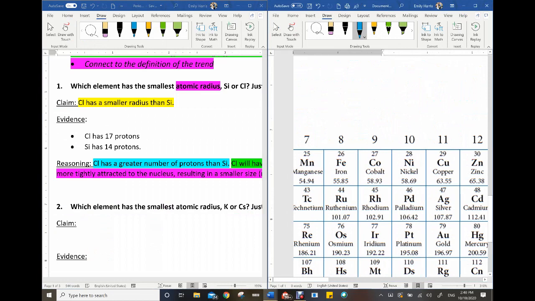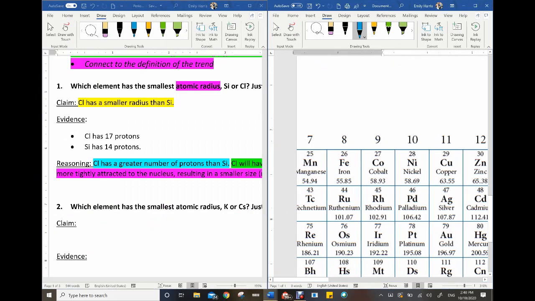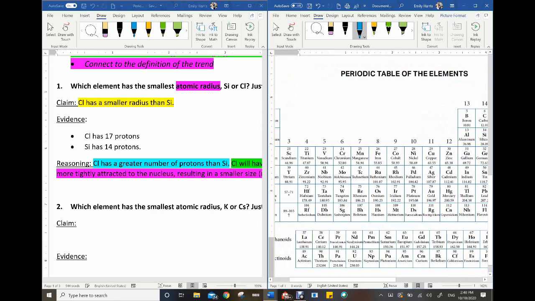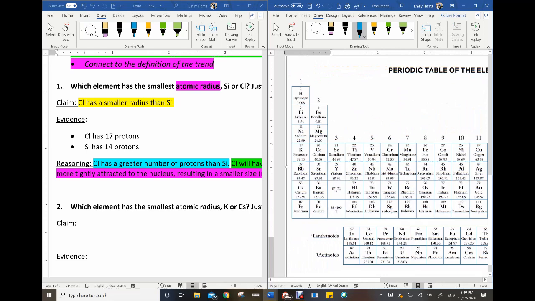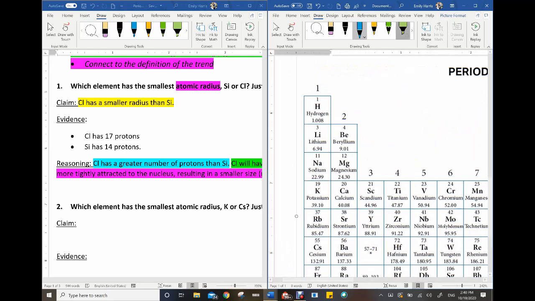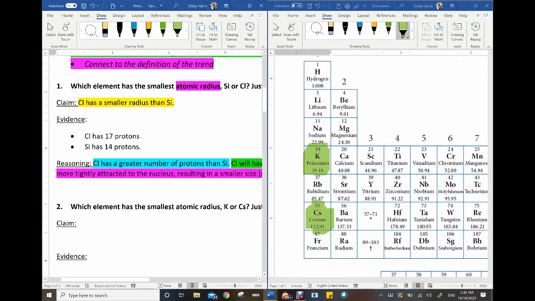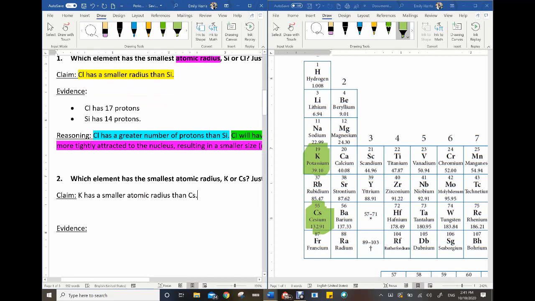Potassium and cesium are on this left side of the periodic table. Let's move it over where we can see. Here they are. Here's potassium and here is cesium. We know that atoms get bigger as you go down the group, so that must mean that potassium is smaller. So our claim is simply to answer that: potassium has a smaller atomic radius than cesium. Nice, short, and simple.